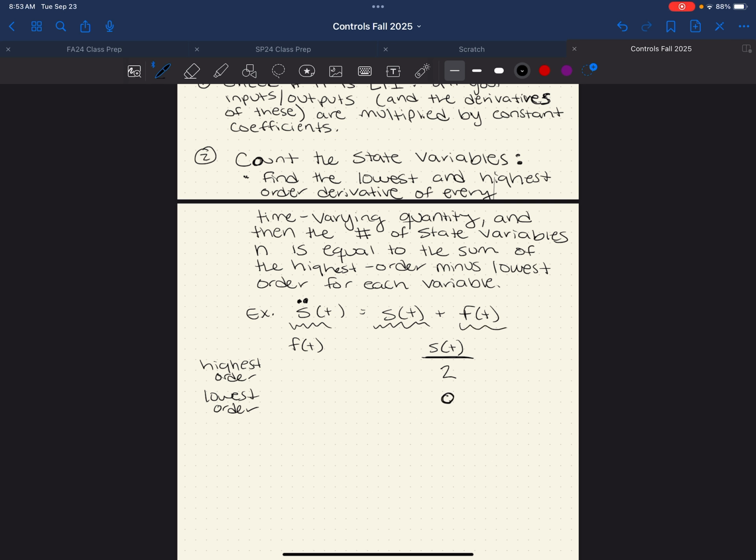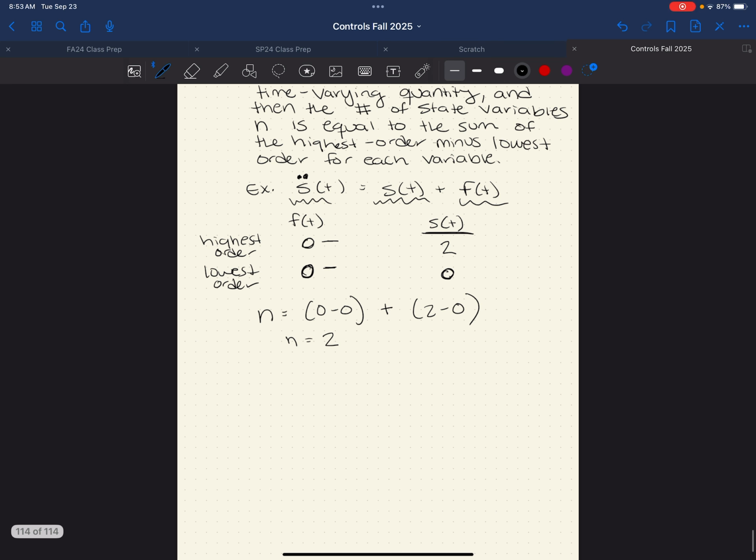And then for f of t, my highest order is 0. I have no derivatives on f of t, and my lowest derivative is 0 derivatives on f of t. So my n here is equal to the highest order minus the lowest order for f of t, so 0 minus 0, plus the highest minus the lowest for s. So n here is equal to 2. All right, so my state vector has 2 quantities in it for this system.